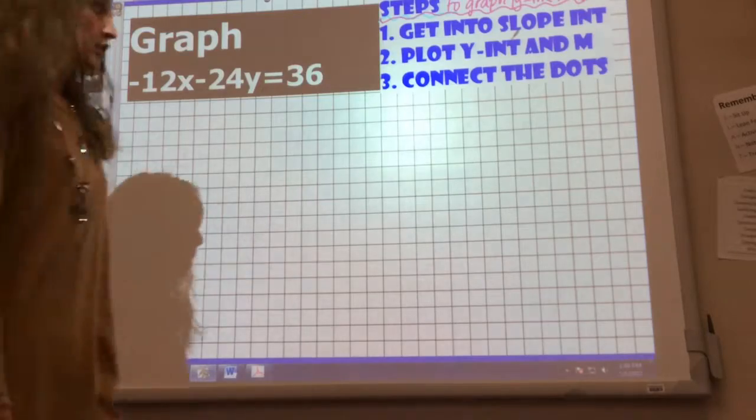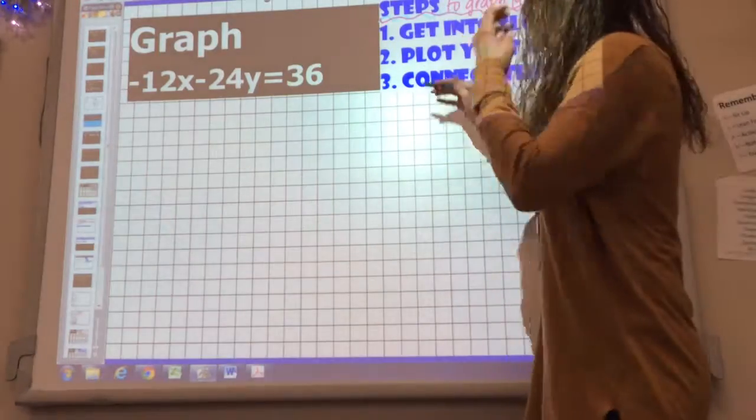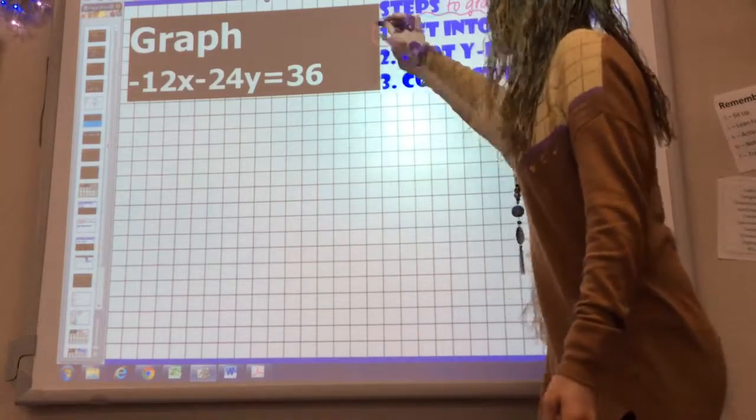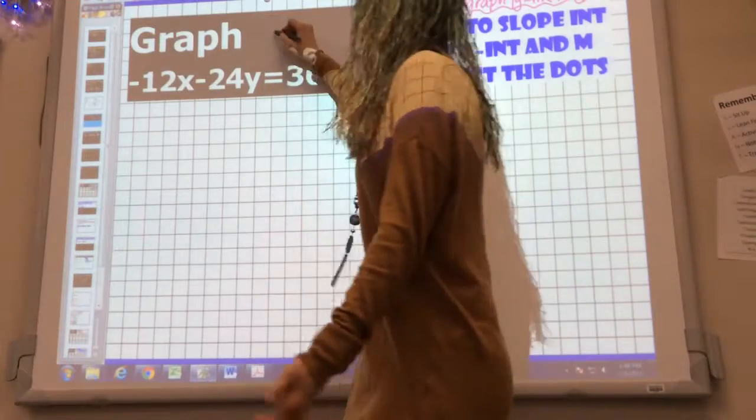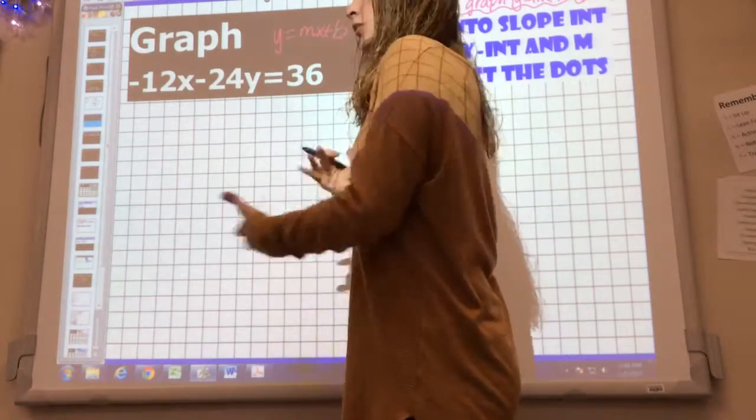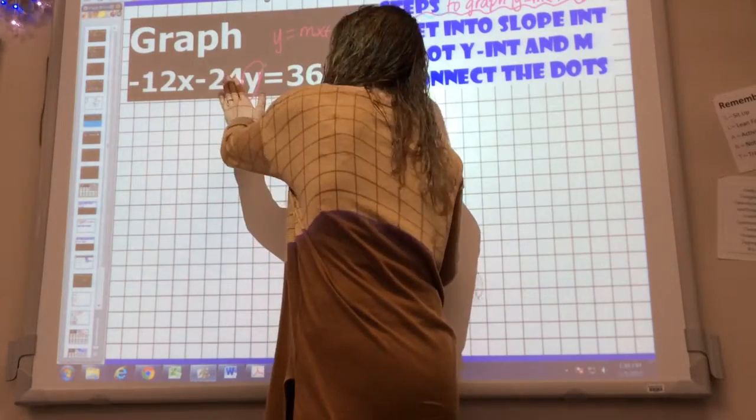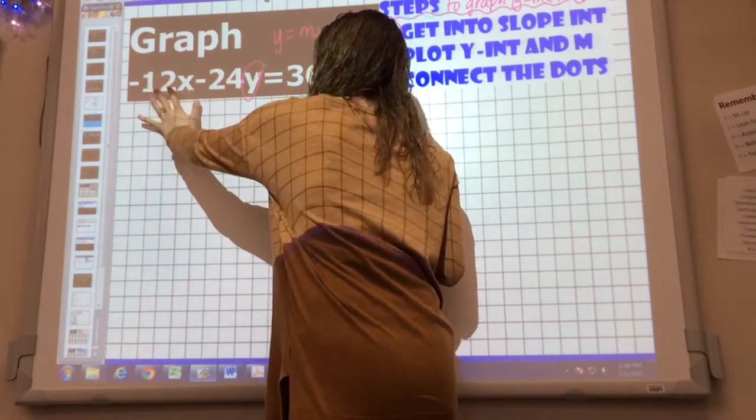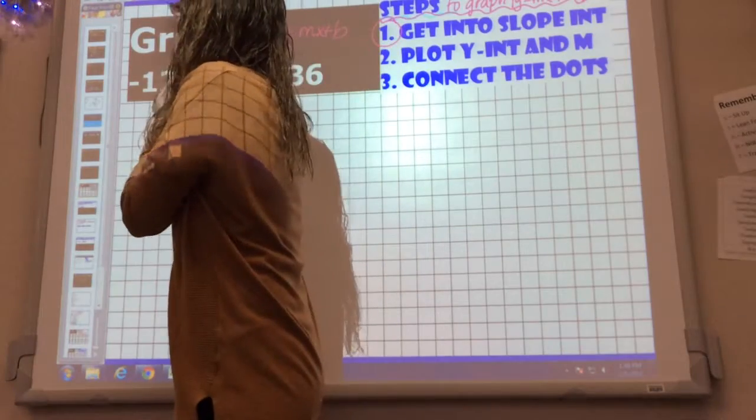All right, so let's check this out. If you're not done writing down the steps, it's okay, because let's just go through them step by step. It says get it into slope-intercept form, or get it to look like y equals mx plus b. And right now, that's what we've been working on. And we know that if any number is attached to y, we don't move that first. We have to move our negative 12x over first. And how are we going to do that? Add it. Great job.